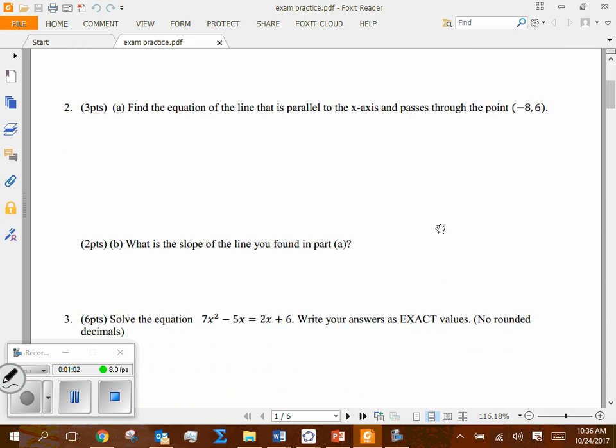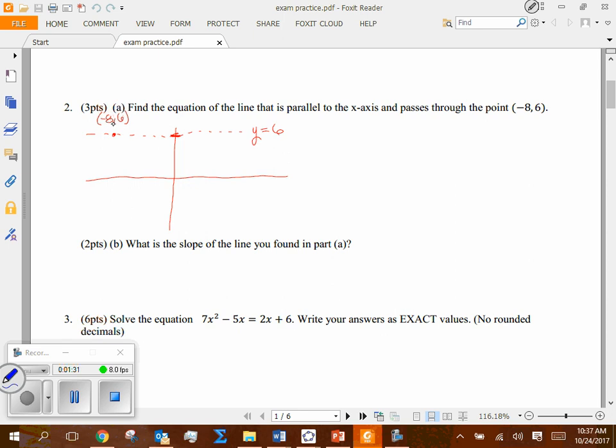Number 2, they want to find a line that is parallel to the x-axis but goes through the point (-8, 6). So (-8, 6) might be that point there. And we want to be parallel to the x-axis, so it's going to be a horizontal line. And when we've talked about horizontal lines, they're always the equation y equals, and then the y value that you know that line's going to have, and it has to go through 6, so it's got to be y equals 6.